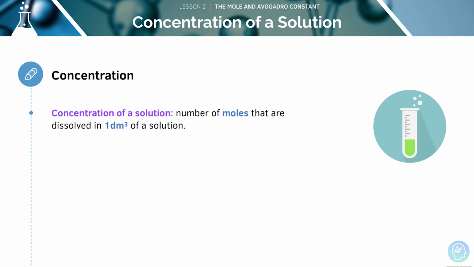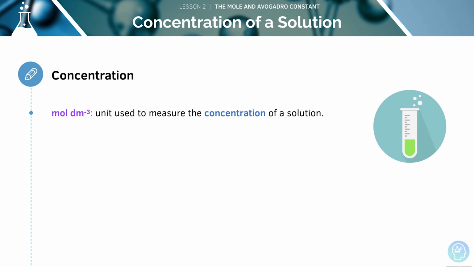Now let's look at concentration. The concentration of a particular solution is the number of moles that are dissolved in 1 decimetre cubed of the solution. 1 decimetre cubed is equal to 1 litre. The unit moles per decimetre cubed is a unit used to measure the concentration of a solution. The concentration is effectively the number of moles per unit volume.